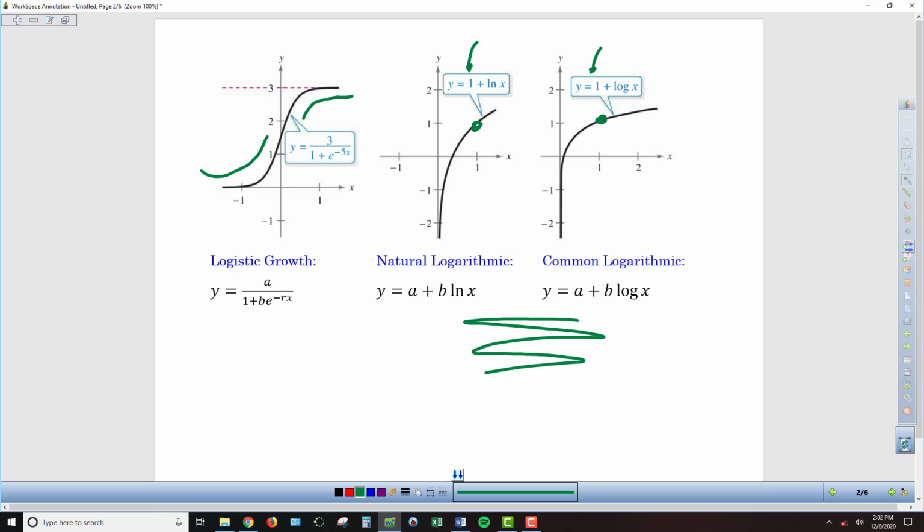So these are the 5 different types of functions. Exponential growth and decay are 1 and 2, the Gaussian, which we're not going to use, logistic, and then we've got our natural logarithmic and common logarithmic, which basically count as 1.